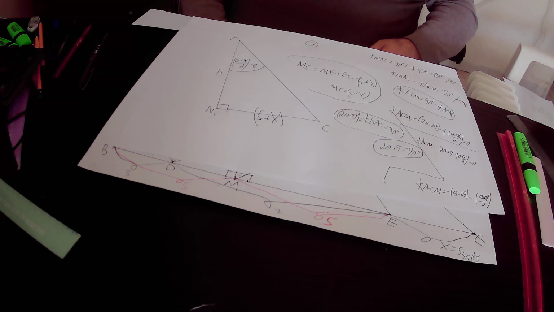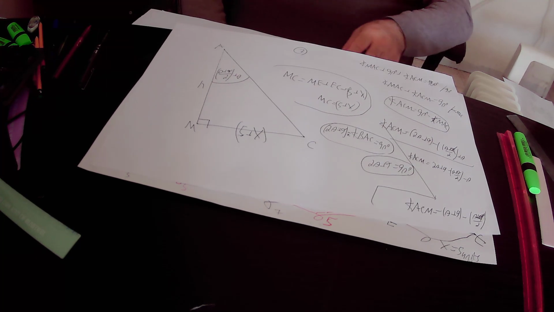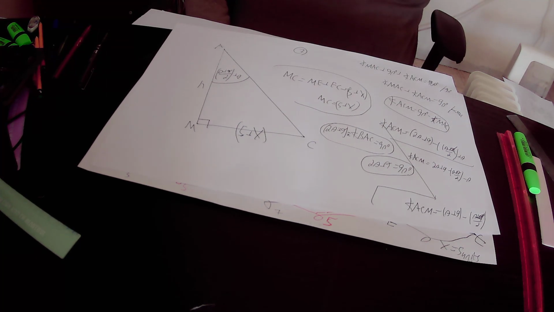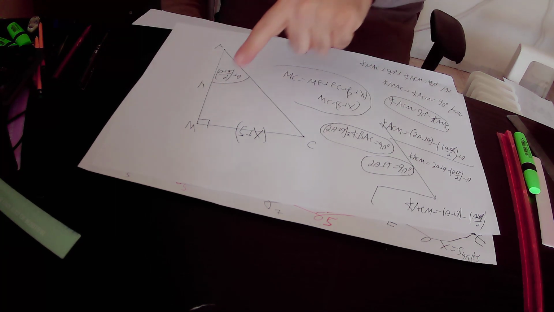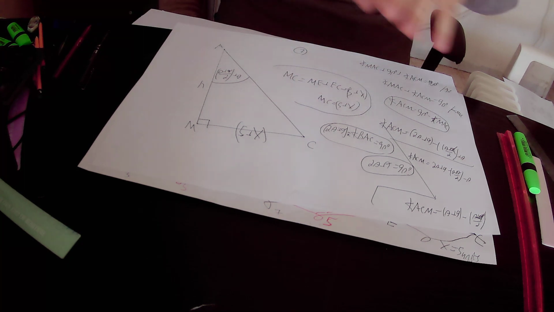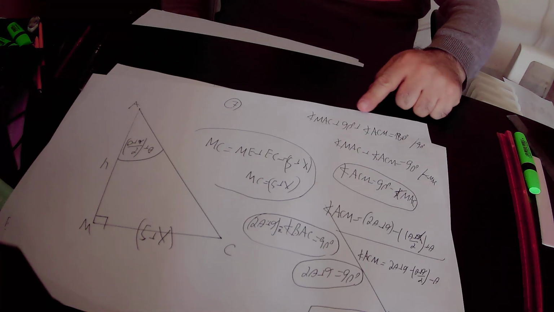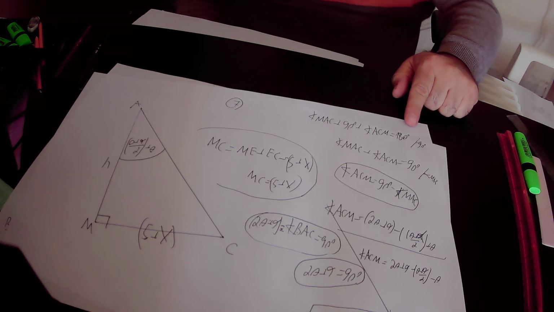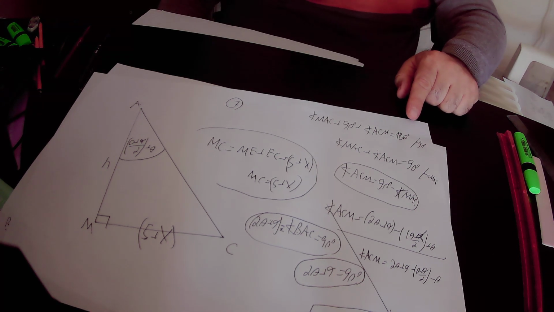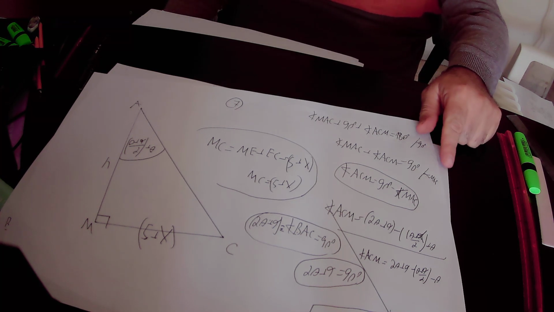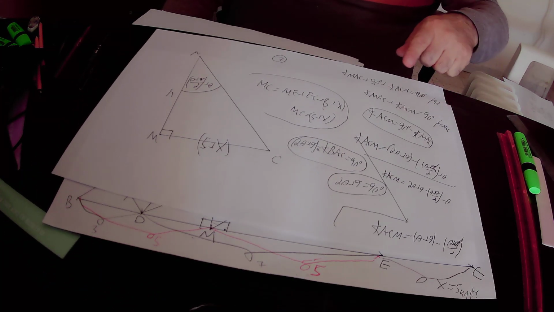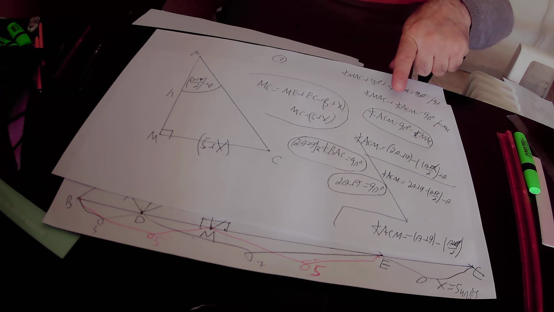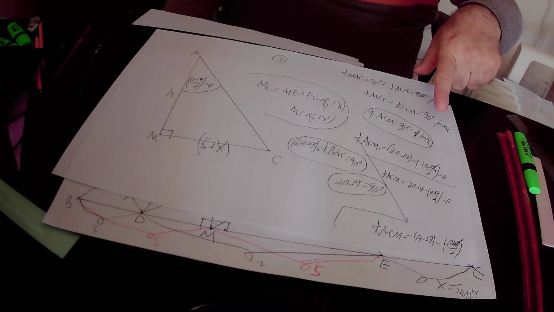And we know that the sum of the angles in any triangle is equal to 180 degrees, especially in triangle AMC. So angle MAC plus 90 degrees plus angle ACM must equal 180 degrees. We subtracted 90 degrees from this equation and we got that angle MAC plus angle MCA equals 90 degrees. Then we subtracted angle MAC and found that angle ACM equals 90 degrees minus angle MAC.